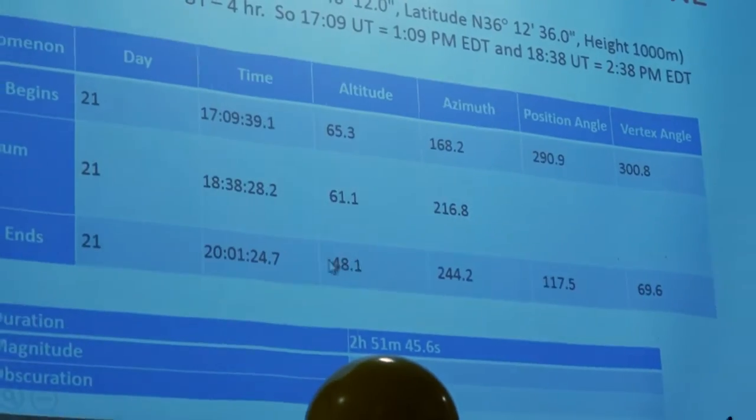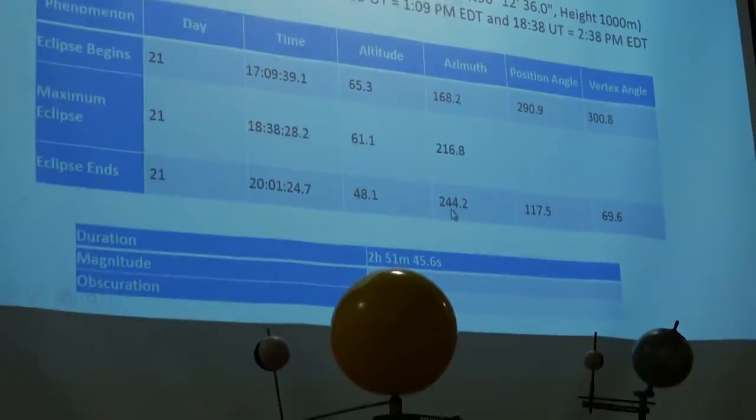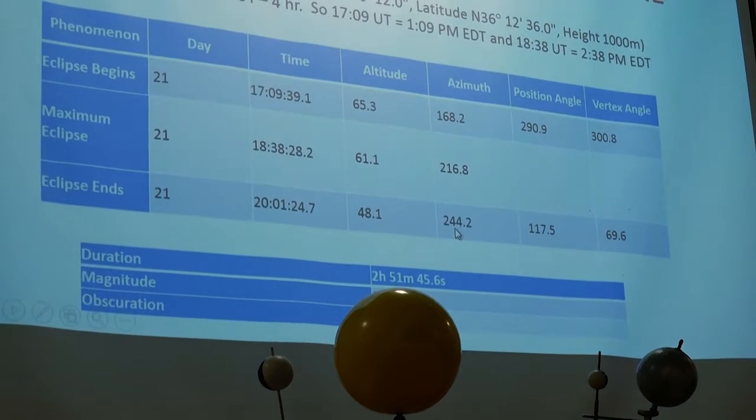So it's going to be almost south. South would be 180. Then at the maximum of the eclipse, it'll be beyond south, a little bit towards the west at 216 degrees, and the altitude will be 61. And then finally when it's over, 48 degrees will be the altitude and 244 the azimuth. So not quite west, but almost.